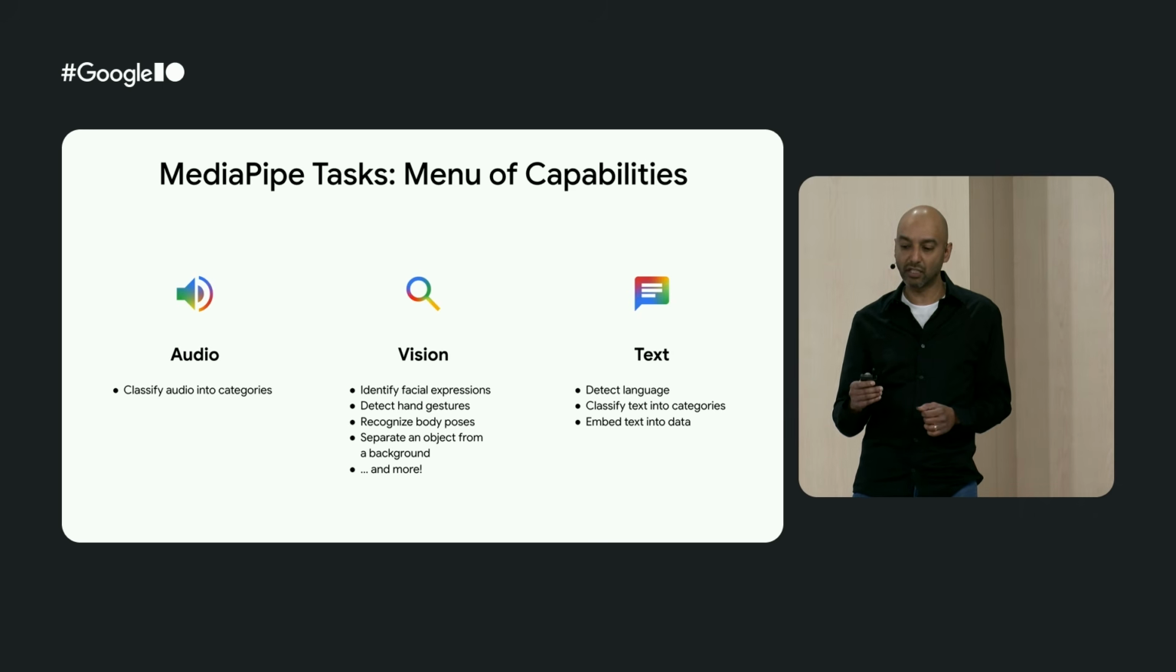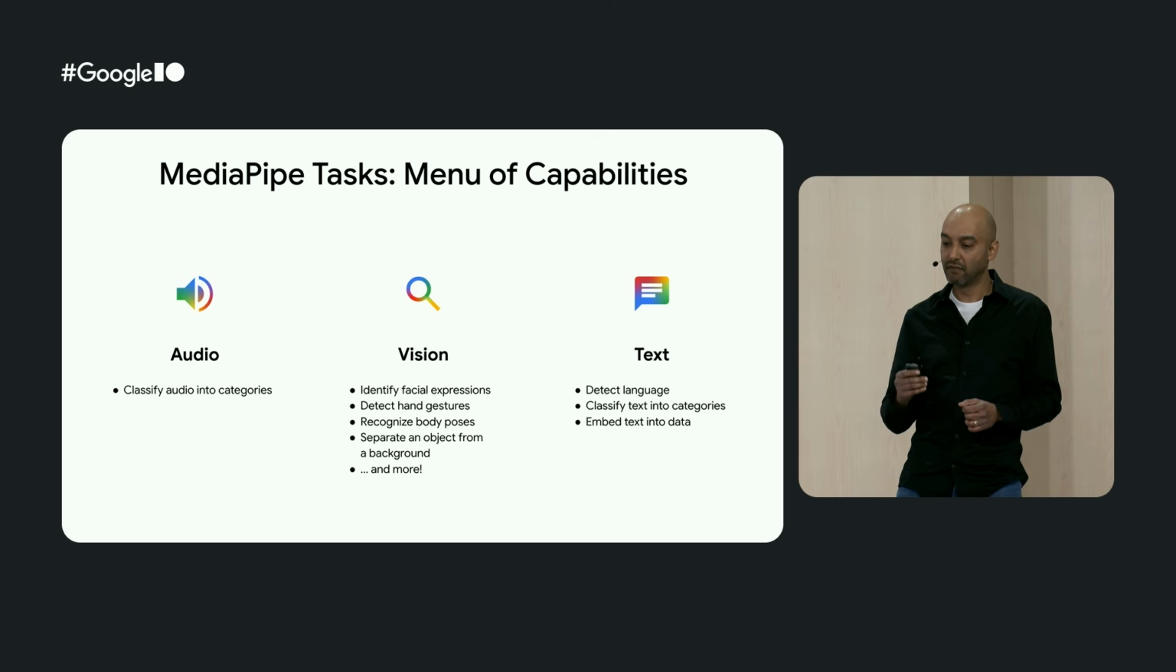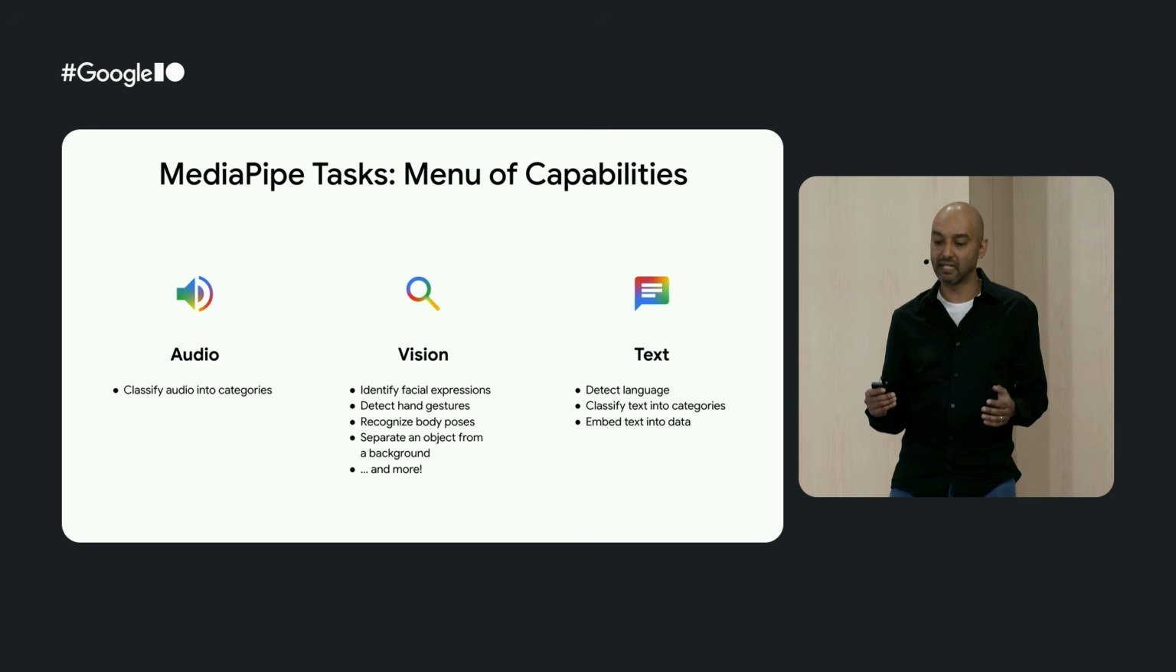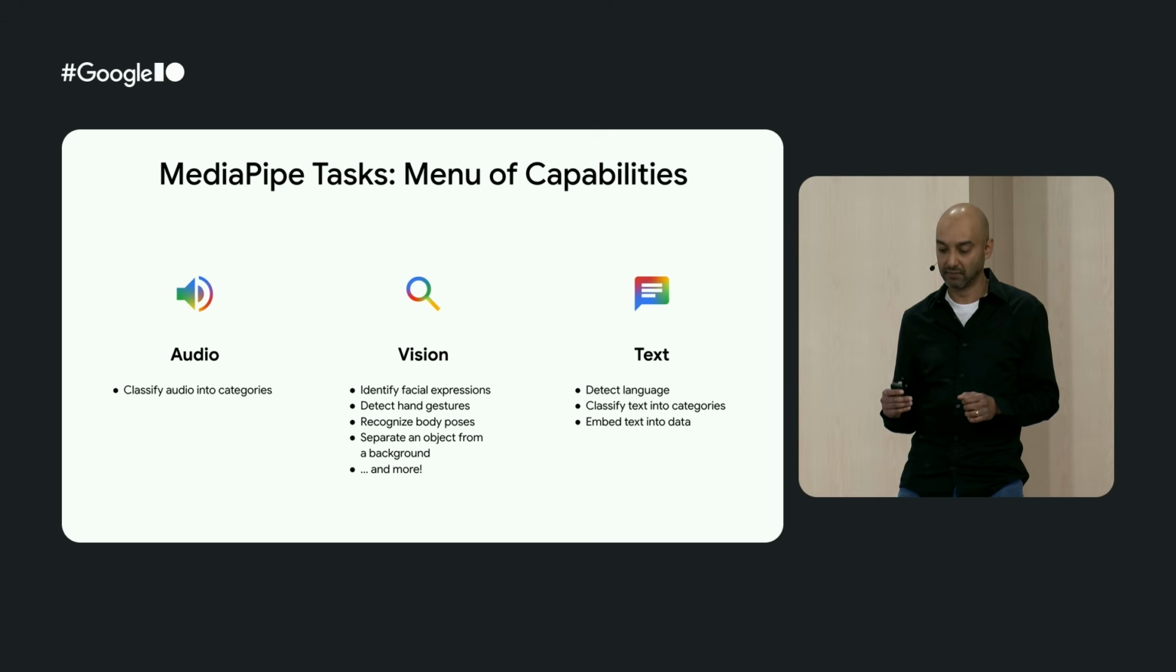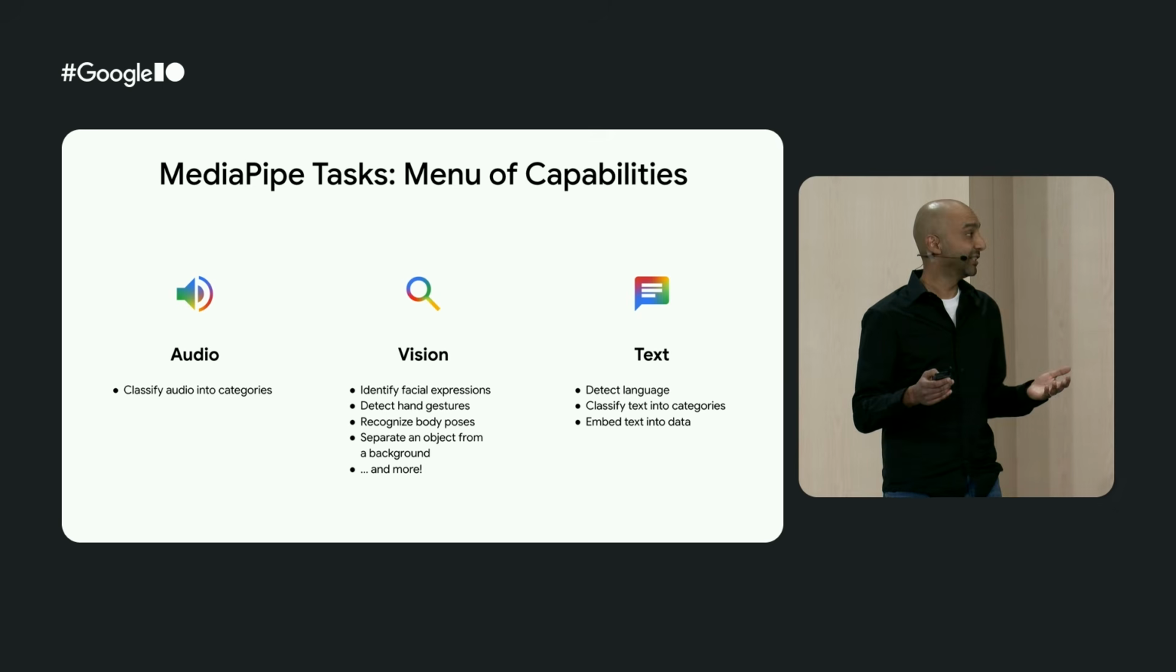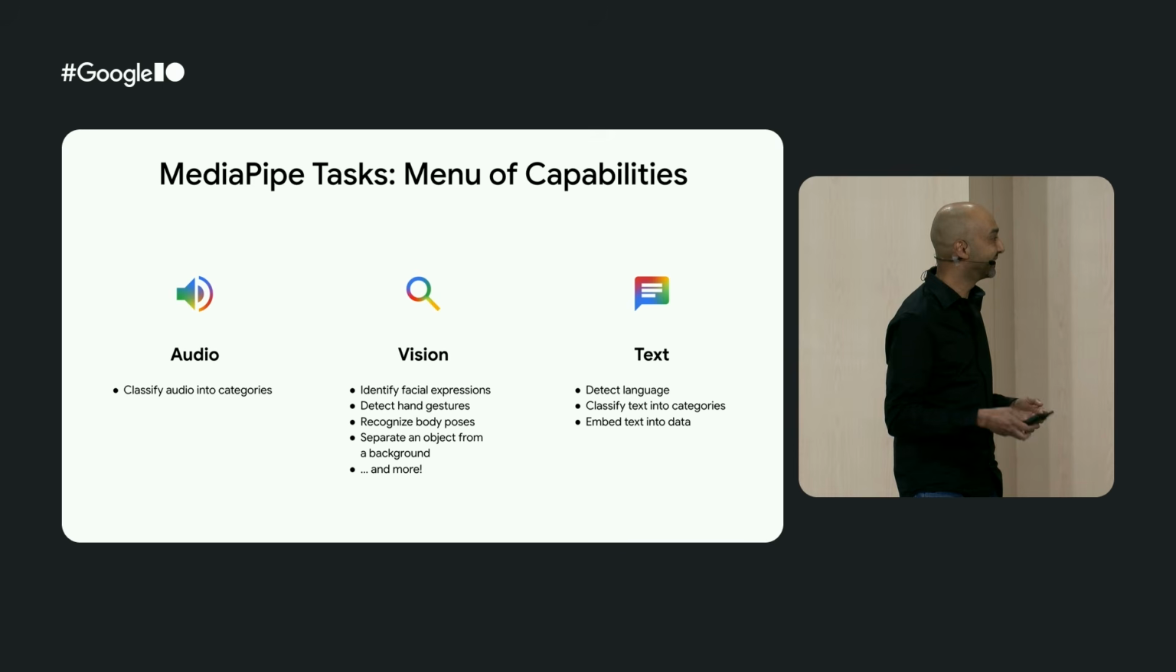So if you're looking for ready-to-use AI tasks across audio, vision, and text, MediaPipe Tasks allow you to seamlessly do things like image classification, pose detection, hand gesture recognition, and more. These are super easy to implement, and there are thousands of apps using them. Erin, even though they're really easy to implement, why don't you tell us how to go about it? Yeah, definitely.